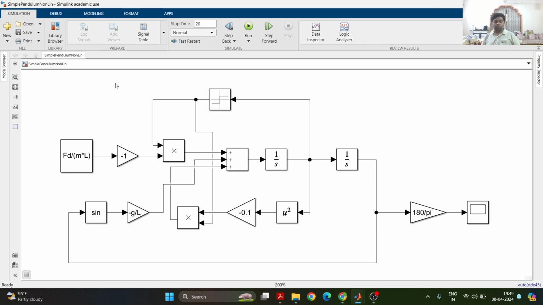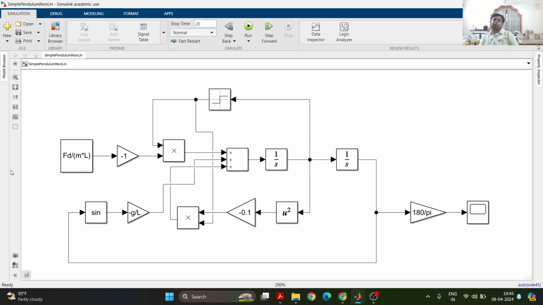Okay. Sir, the sign is getting connected after the second integrator, whereas the drag force you have connected after the first integrator. Yes, because the drag force is proportional to the square of the angular velocity.